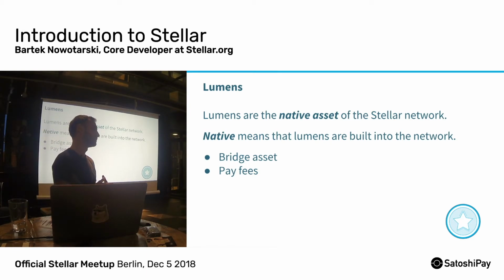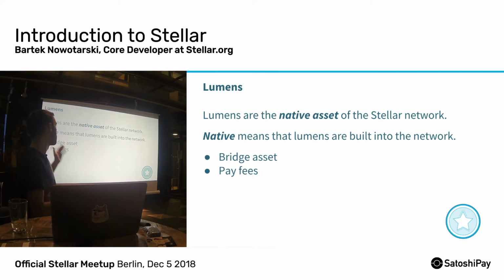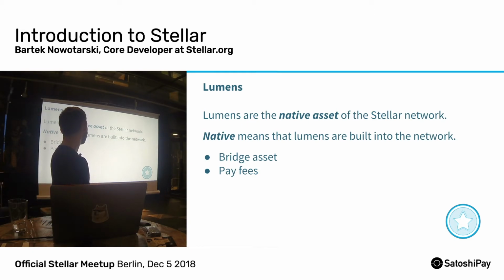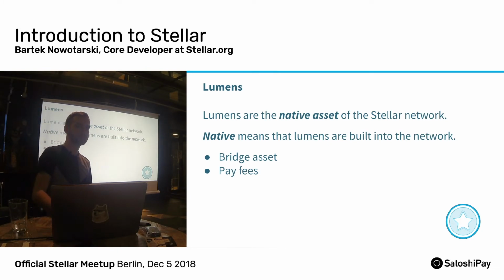Obviously, direct order books are still good, but if you want to exchange 2 assets that don't have a direct order book between them, you can use a bridge asset like Lumen to basically be able to trade it all. And finally, there are also fees. I will explain in a second. You are paying them with Lumens.